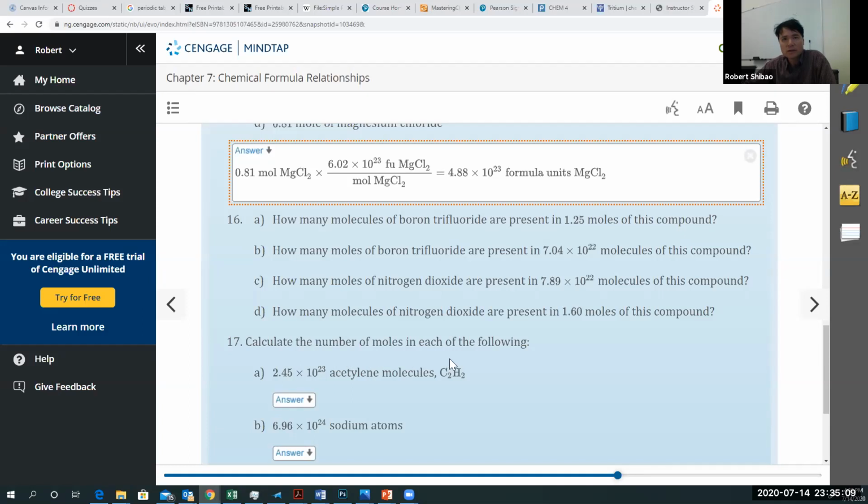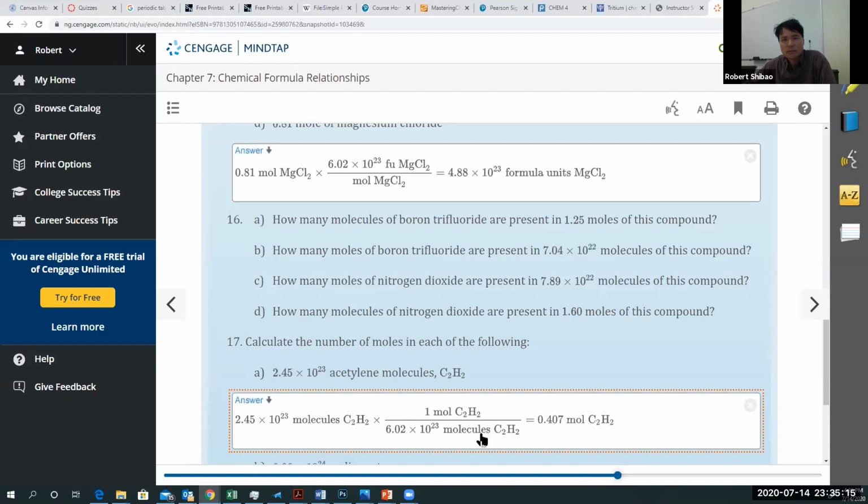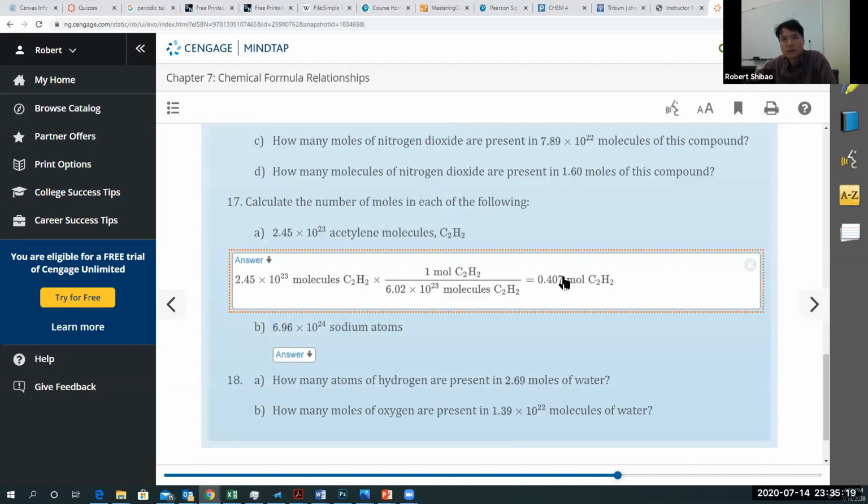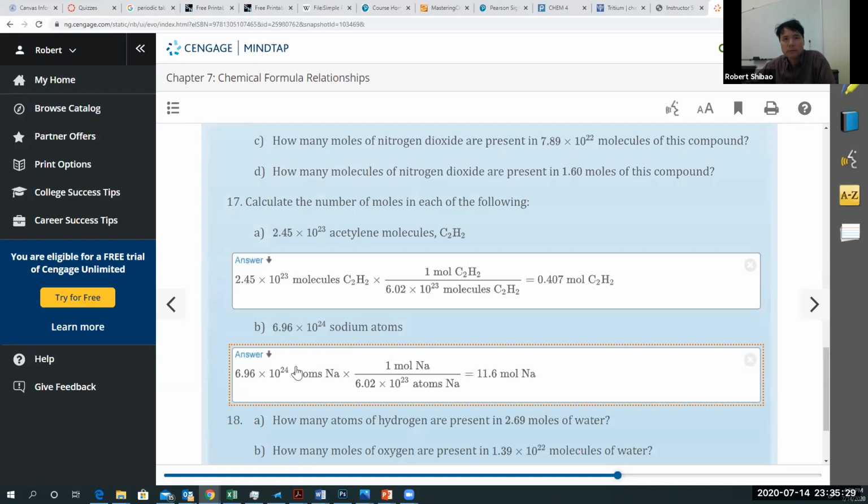Calculate the number of moles in each of the following. So here we're going from molecules to moles. We invert Avogadro's number. Molecules, cancel molecules, get moles. So this is Avogadro's number inverted. And so number of molecules to moles. Sodium atoms. So we figure out how many moles. And so this is just a number to mole. It turns out 11.6 moles of sodium atoms.